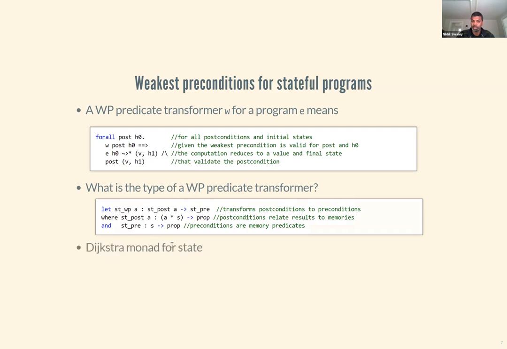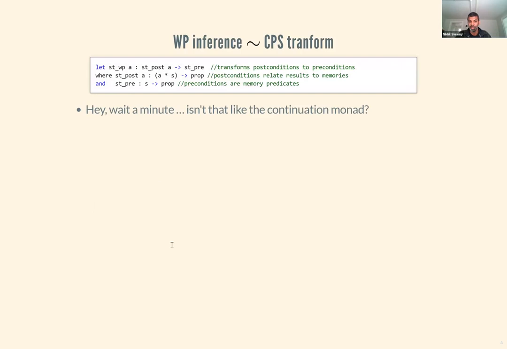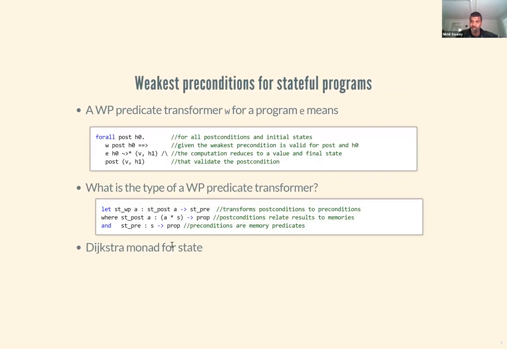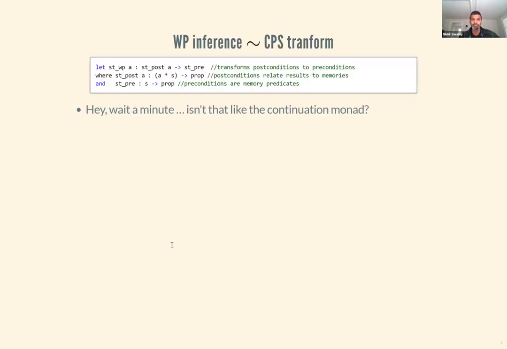It was Dijkstra who came up with predicate transformer semantics for programs. This kind of predicate transformer for state, packaged up into this monadic structure, is something that I called a Dijkstra monad some years ago, and that name has stuck. One way to understand this Dijkstra monad is that weakest precondition inference is actually a lot like a CPS transform, CPS being continuation passing style.